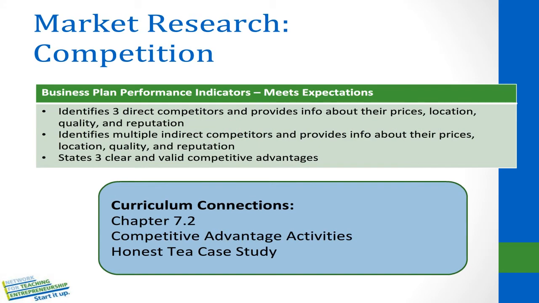We assess student mastery in the area of competition around business plan indicators related to identifying 3 direct competitors and providing information about their prices, location, quality, and reputation, that a student is able to identify multiple indirect competitors and provide information about their prices, location, quality, and reputation, and finally, that the student at a minimum can state 3 clear and valid competitive advantages. Students learn about competitive advantage and competition in Chapter 7, Section 2.